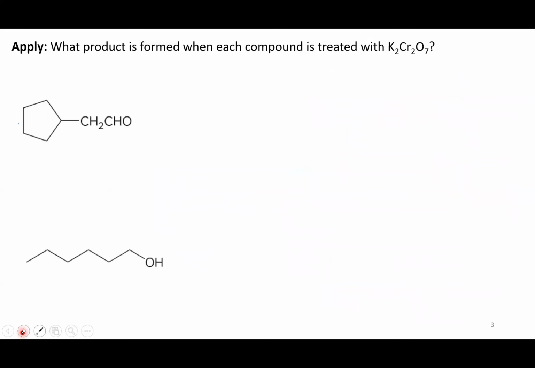All right, let's do some examples. What product is formed when each compound is treated with potassium dichromate? So the first thing to recognize here is that this is an oxidizing agent. So this is going to help us oxidize our starting material. Then the next thing we need to determine is whether we have an aldehyde as a starting material or some sort of alcohol.